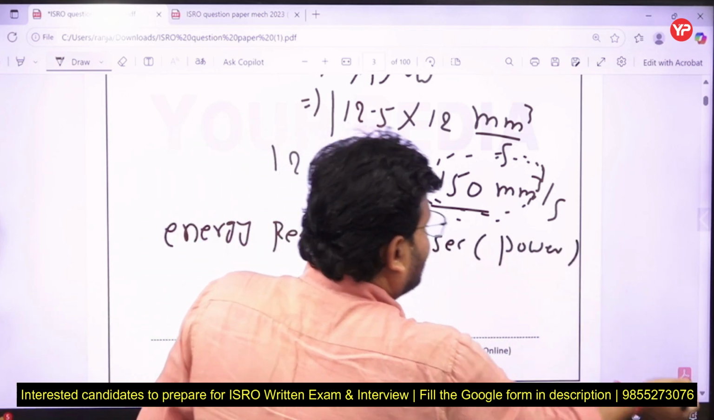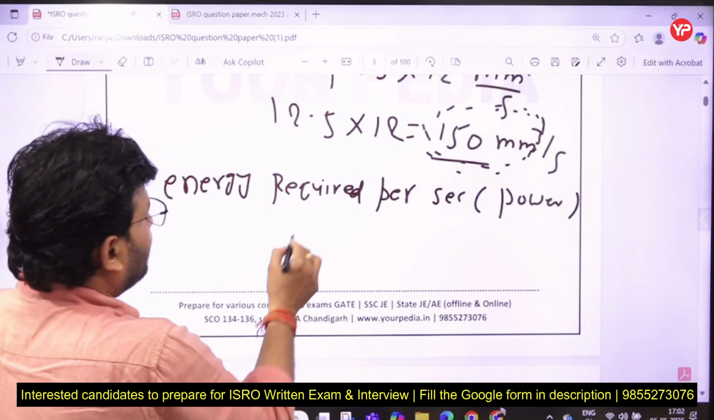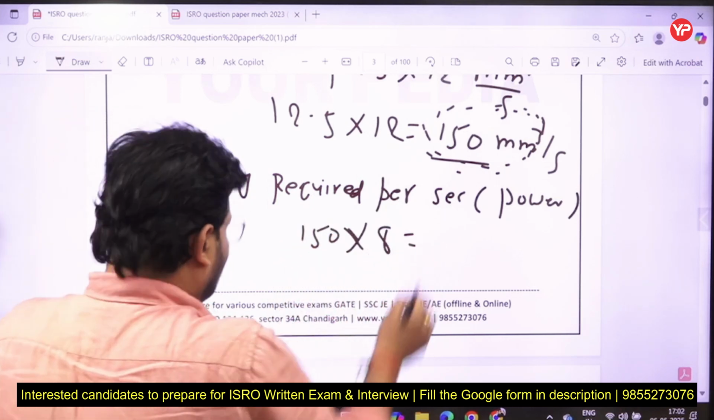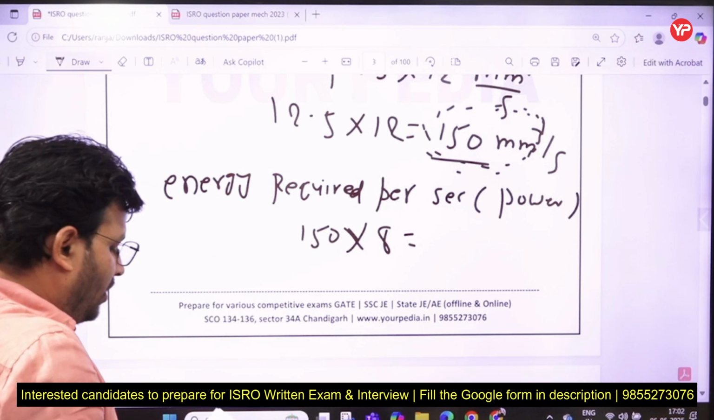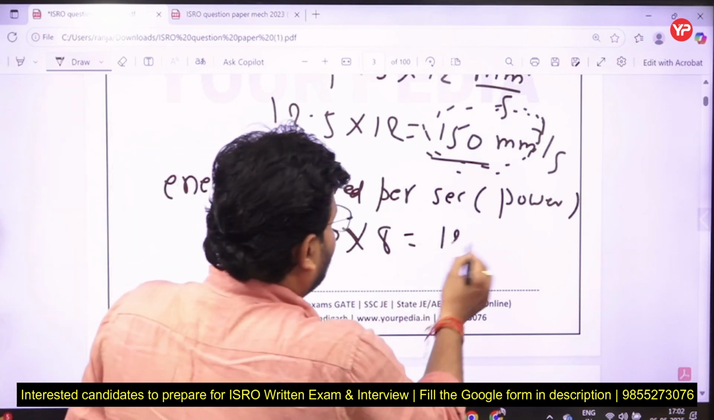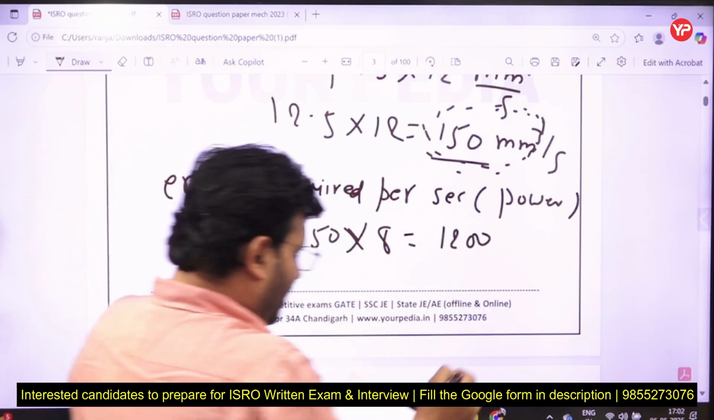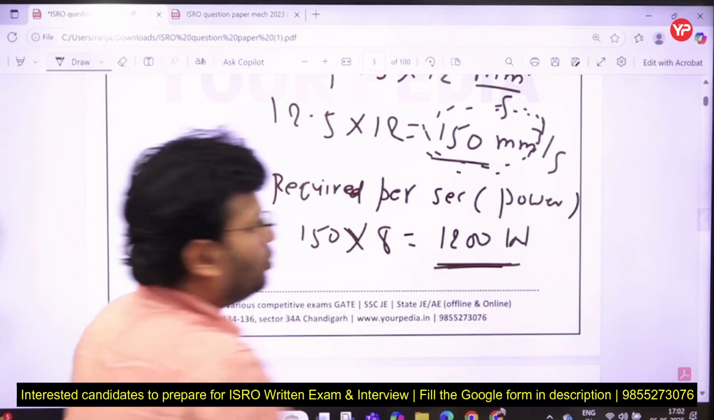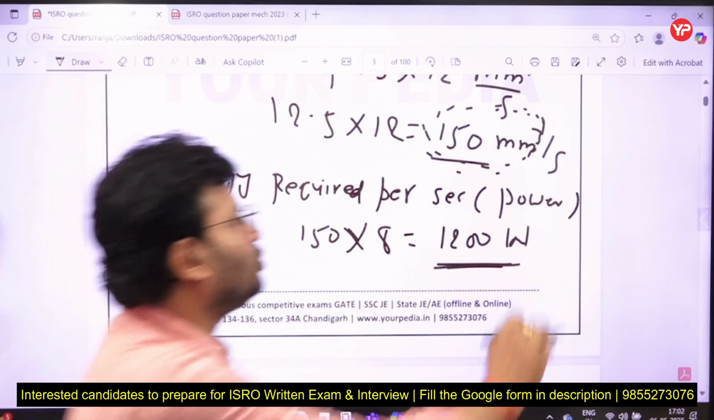Sir, it is given by simply 150, and the specific energy is given as 8. It is coming out to be 150 into 8. How much is it coming out to be? Sir, 1200 joule per second. That means 1200 watt is coming out to be. Yes sir. Now come to the question again, see the question.